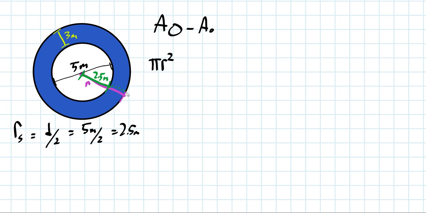But that doesn't get us the whole way. The whole way means we've got to go across this border. And we know that all of these measurements that I'm skillfully drawing in here are 3 meters long. So we need to add in 3 meters. That's here. This is also 3 meters. So the radius of the big circle is 2.5 meters, which is the small circle radius, plus the 3 meters it takes you to get the rest of the way to the edge. So 2.5 plus 3 should be 5.5 meters.